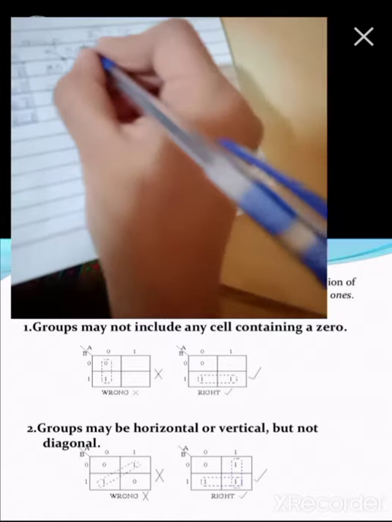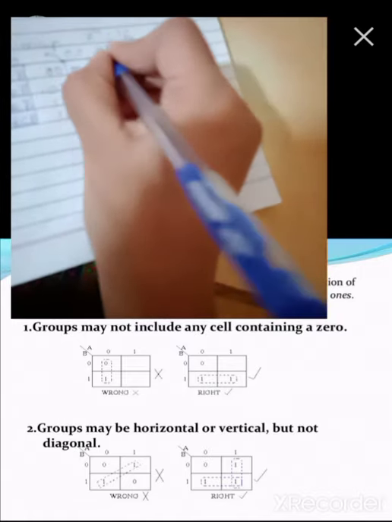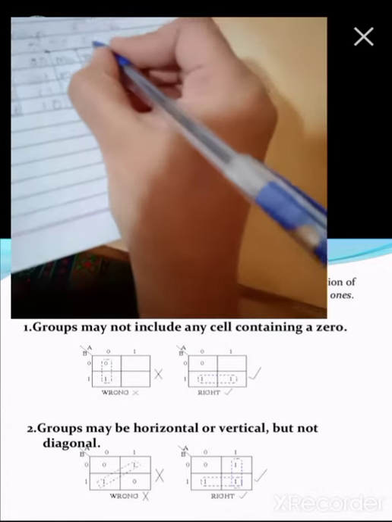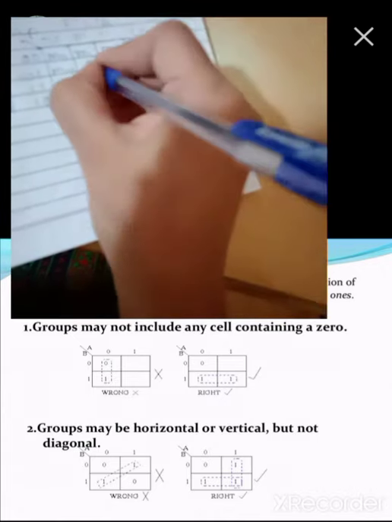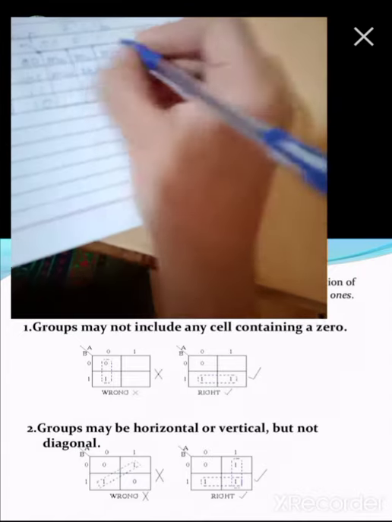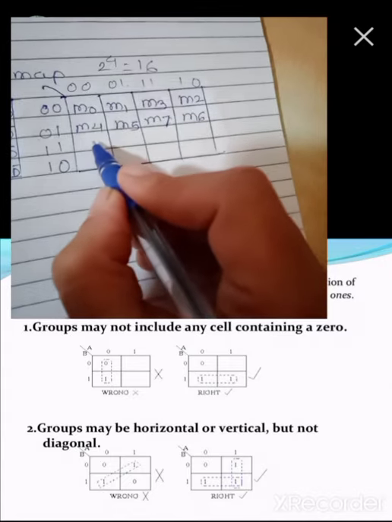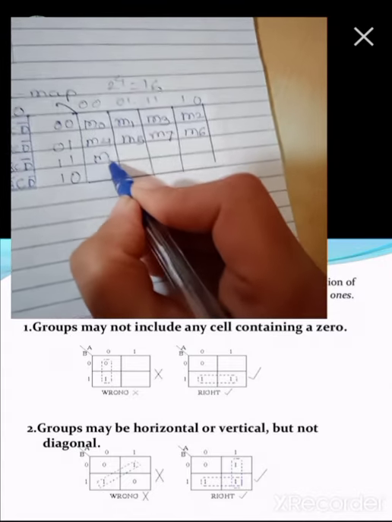Now 0 0 0 0 means M0. Here 0 0 0 1 means M1, 0 0 1 1 means M3, 0 0 1 0 means M2, 0 1 0 0 means M4, 0 1 0 1 means M5, 0 1 1 1 means M7, 0 1 1 0 means M6, 1 1 0 0 means M12.